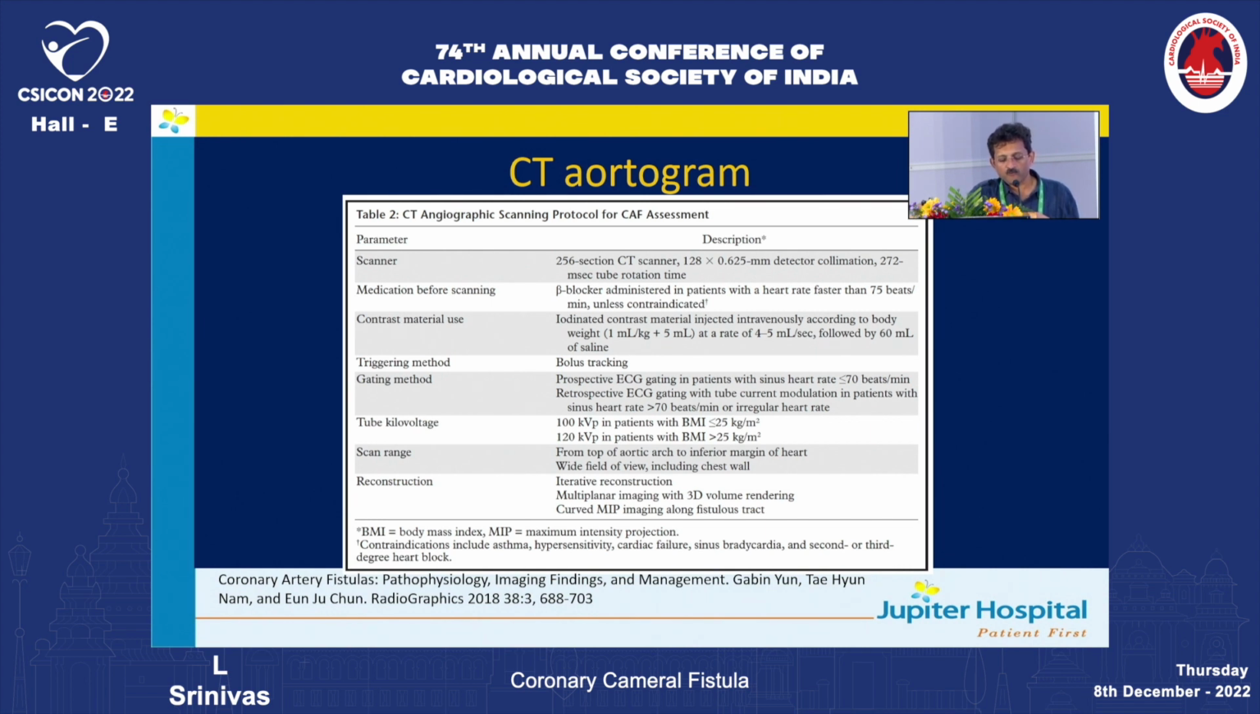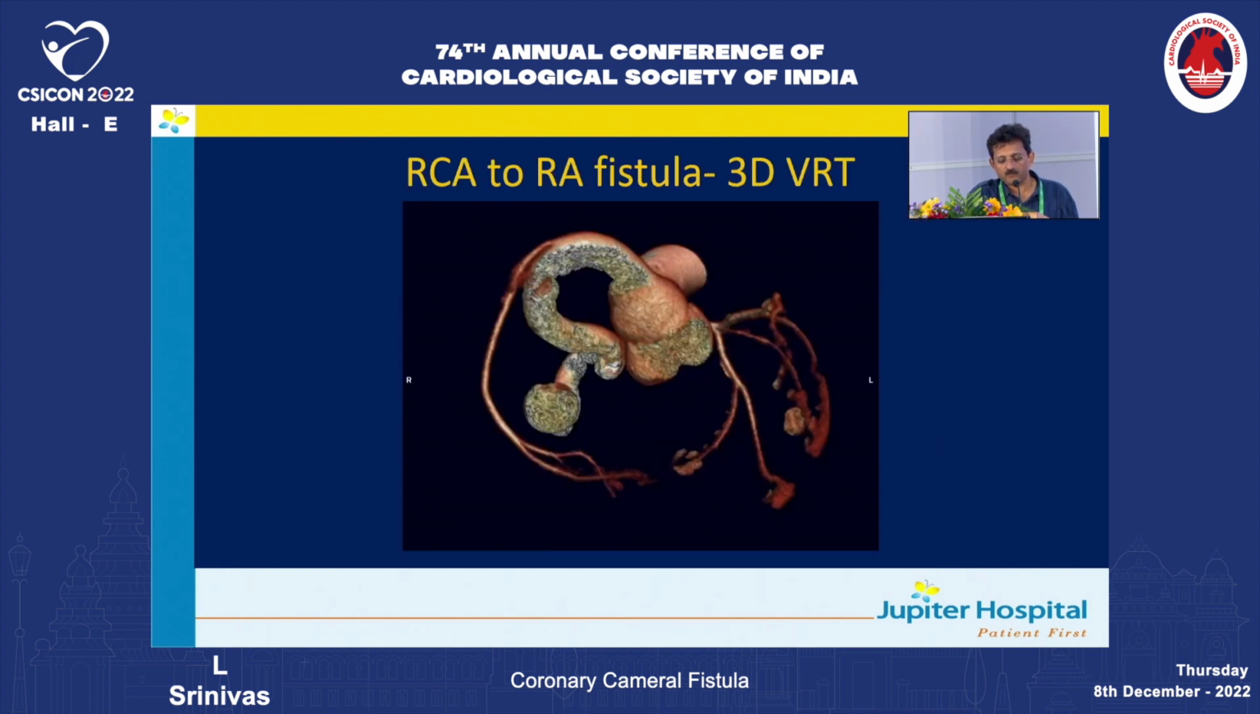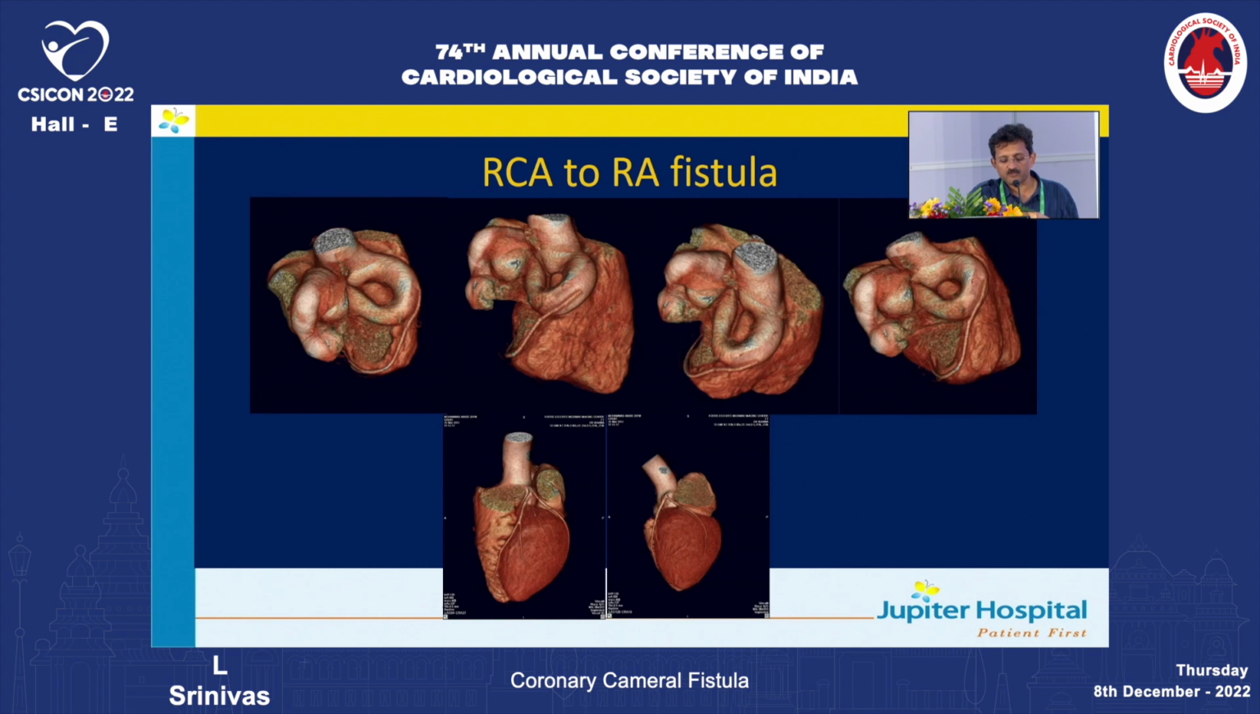So this is a protocol for the scans. Most of the times we also do follow the same protocol. Remember, the heart rate in this baby should be brought down to at least around 80. So we may have to give either ivabradine or beta blockers before doing a CT scan in such patients. Once we do that, these are the beautiful pictures that you can get on the CT scan to plan the intervention. So this was a case of right coronary artery to right atrial fistula.